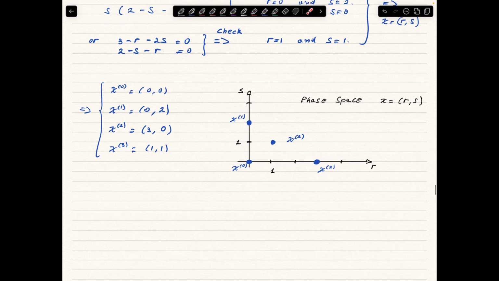Okay, so now what is the next step? The next step, and let's put it maybe here, is to compute the derivative matrix.